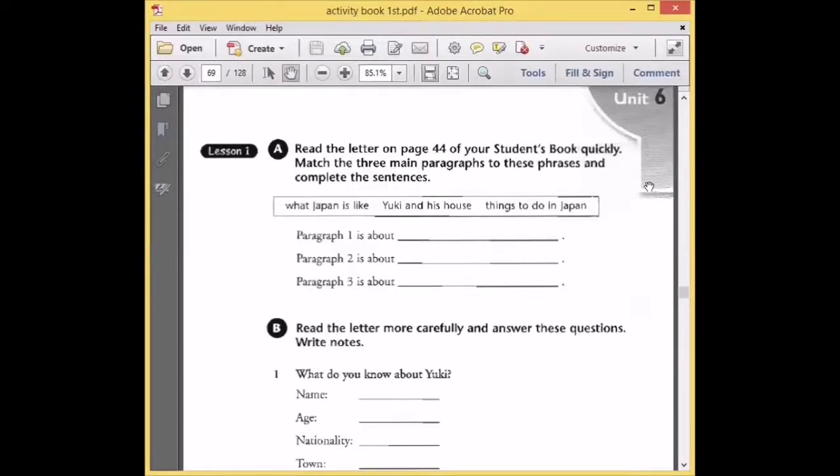So we have to know which paragraph conveys which. So now, paragraph 1 is about what? Paragraph 1 is about Yuki and his house. Yes, exactly. What about the others? Please do not sleep. So paragraph 1 is about Yuki and his house, right? Now, paragraph 2 is about... Zen, you want to say something?